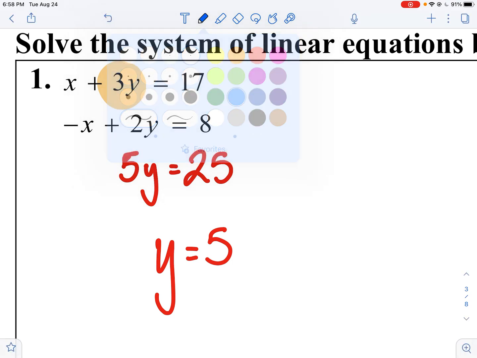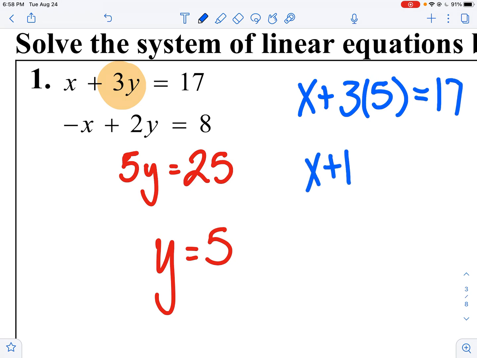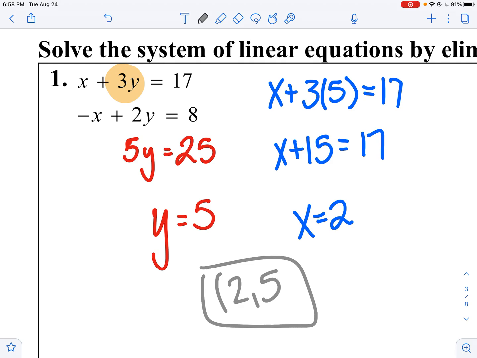Let me do this in blue. x plus 3y equals 17, or x plus 15 equals 17, or x equals 2. And once you get that final answer for x, make sure that you write your ordered pair, and that's how you would solve by elimination.